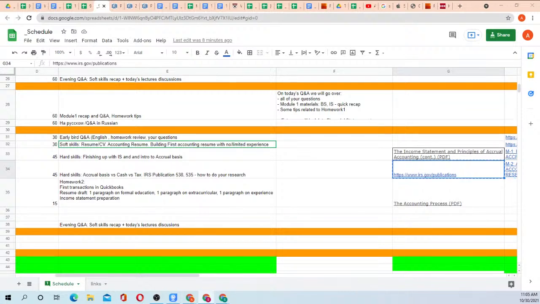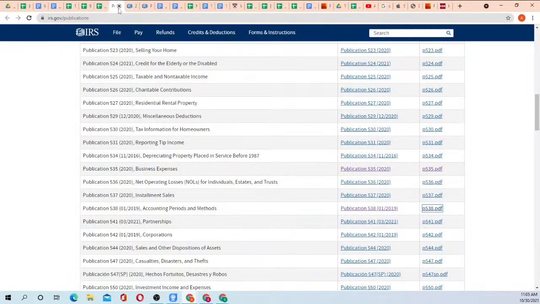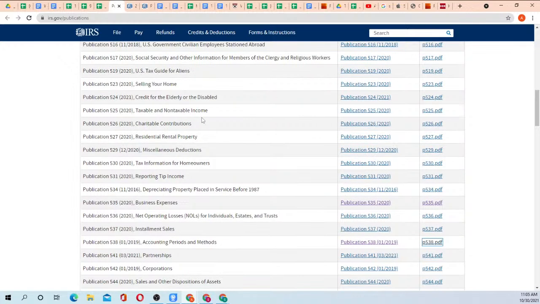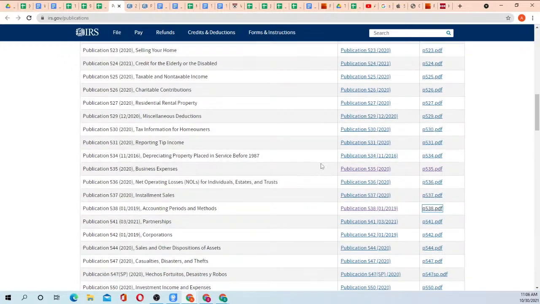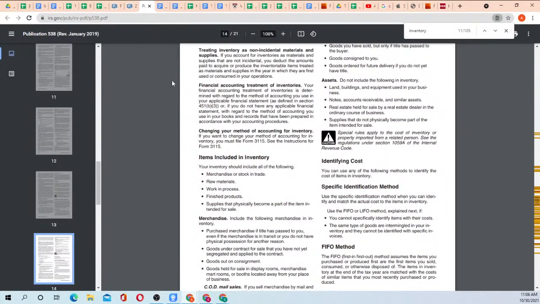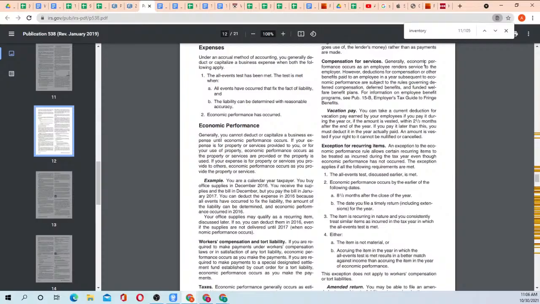Here is a link to IRS Publications. That's a very useful link. In these publications, you will need to look into two. First, let's do first things first. Accounting periods and methods. I've given you the link here. That's a shorter one. 538, recently revised.